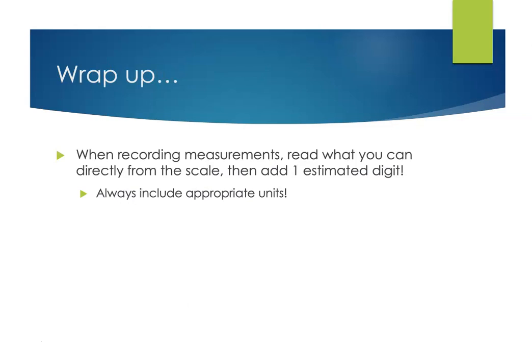Just to wrap things up, because we are going to do more practice with this in class. When you're recording measurements, you read what you can directly from the scale and you add that one estimated digit. And remember, you think about that space in between being divvied up mentally into 10 identical spaces and use that to do your estimation. And then you always want to have appropriate units. Should never record a measurement without a unit. Oh, right, that's tacky. We would never do that.